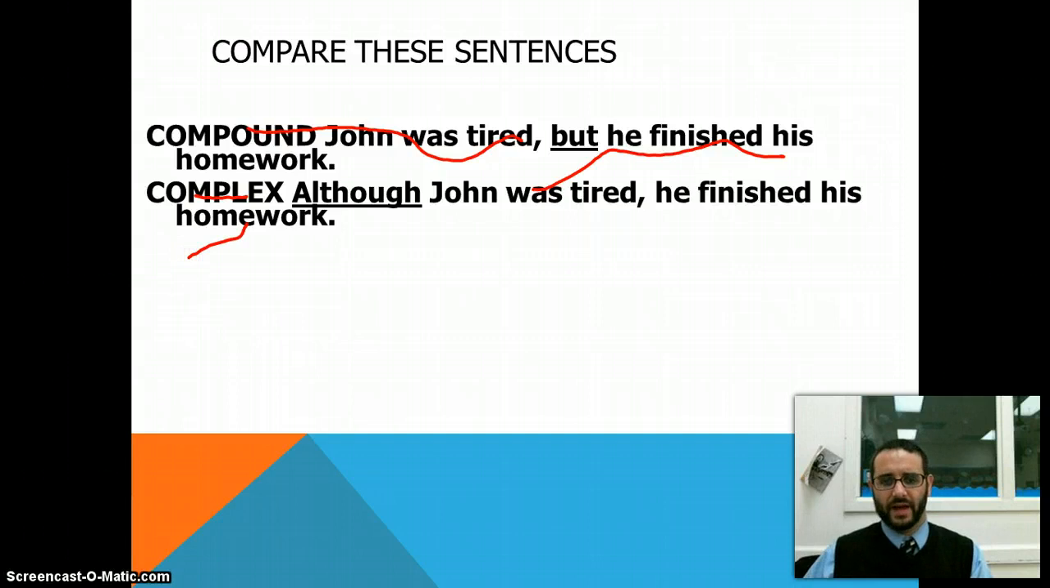All right, in a complex sentence, the fact that he was tired is not as important as the fact that he finished his homework. So we can assume that the writer is going to be spending the rest of the paragraph talking about how he finished his homework.